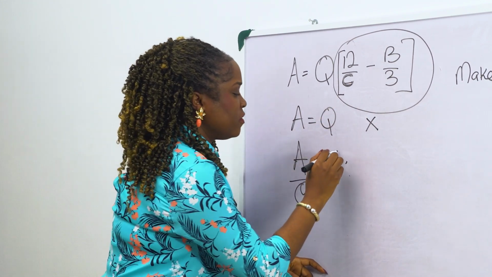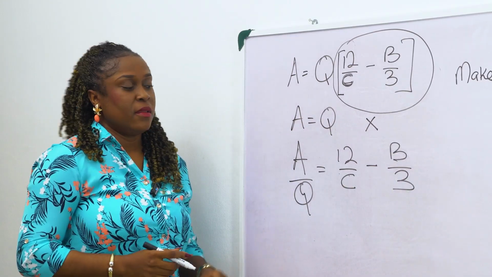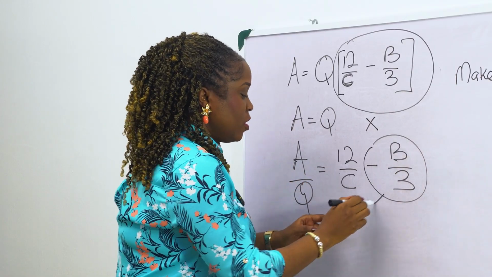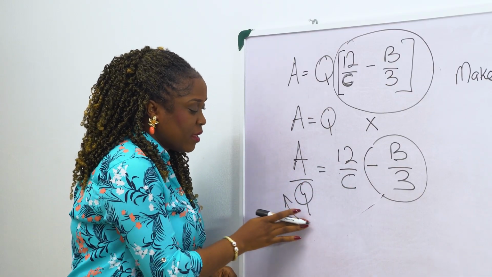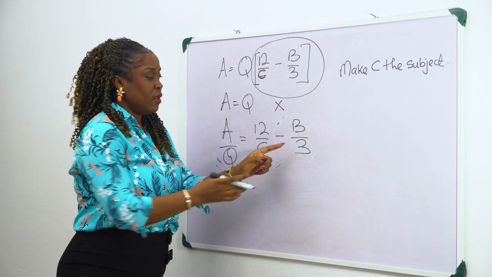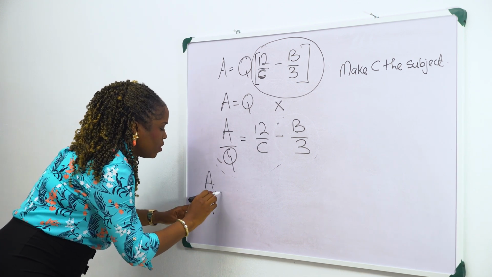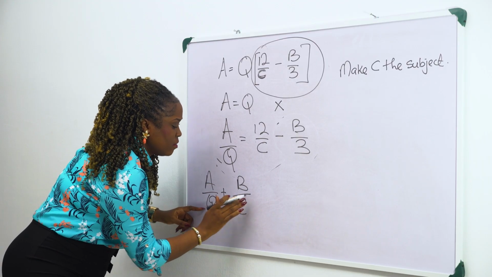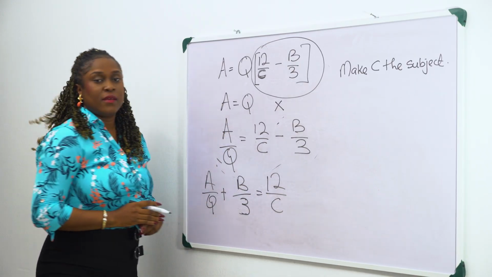Now this X is 12 over C minus B over 3. The next thing we need to do is to move this term to the other side of the equation, leaving us with 12 over C. How do we do that? We do that quickly because it is negative, minus B over 3. When it moves over here, it becomes positive. So we'll have A over Q plus B over 3 equal to 12 over C.